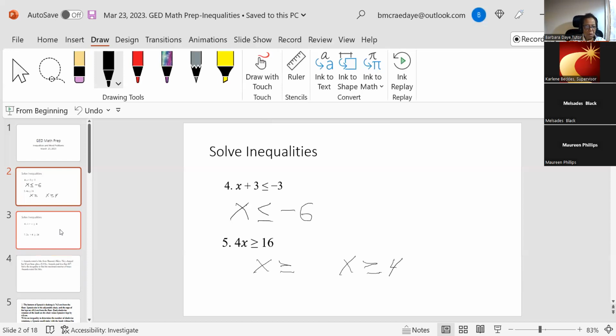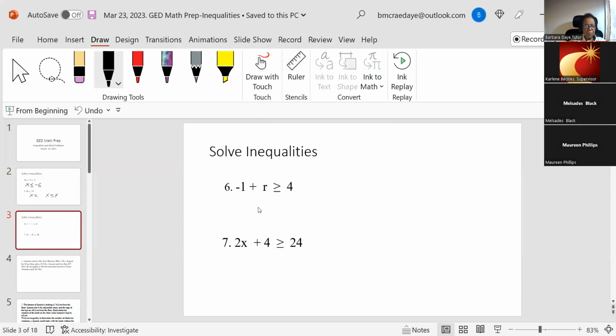Okay, a couple more I want you to do. -1 plus r greater than or equal to 4. 2x plus 4 greater than or equal to 24. So that means you'll just have r already on the left, right? So this would be r.